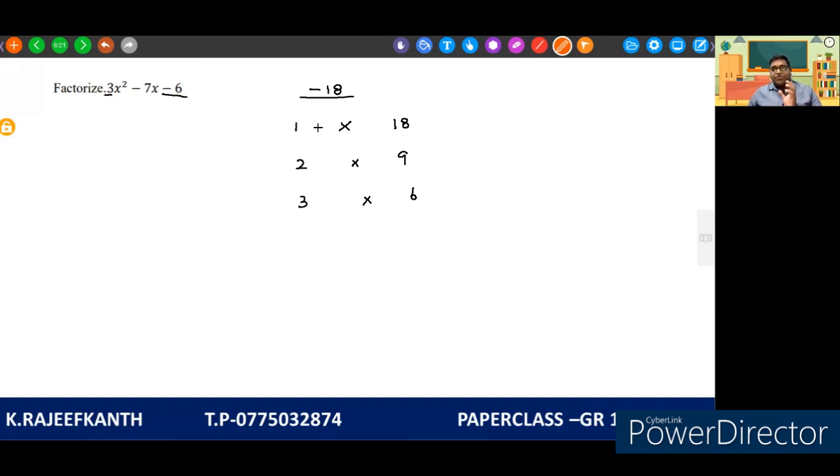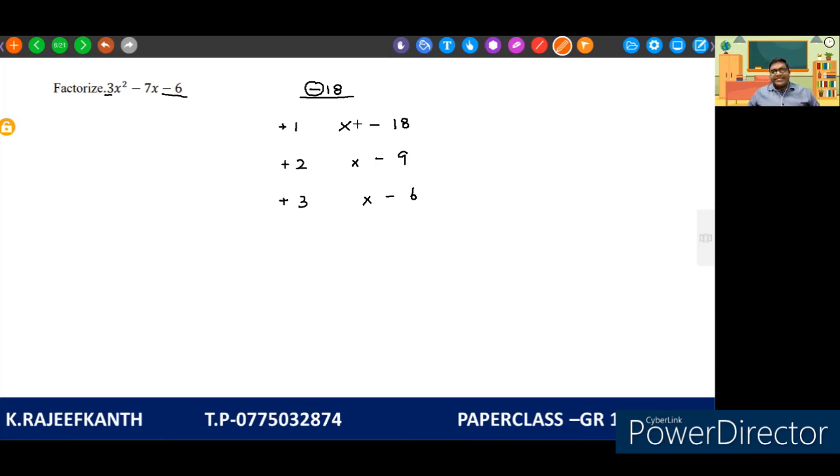Then that bigger one should have the negative sign, right? So first we have to put the negative sign for the biggest number. Then we have to put the positive for the other number, because when we are multiplying different signs, we will get the negative sign. So if we put the negative sign for the biggest number, then we have to put the positive for the smallest one, right? Then +1 into -18 equal to -18.